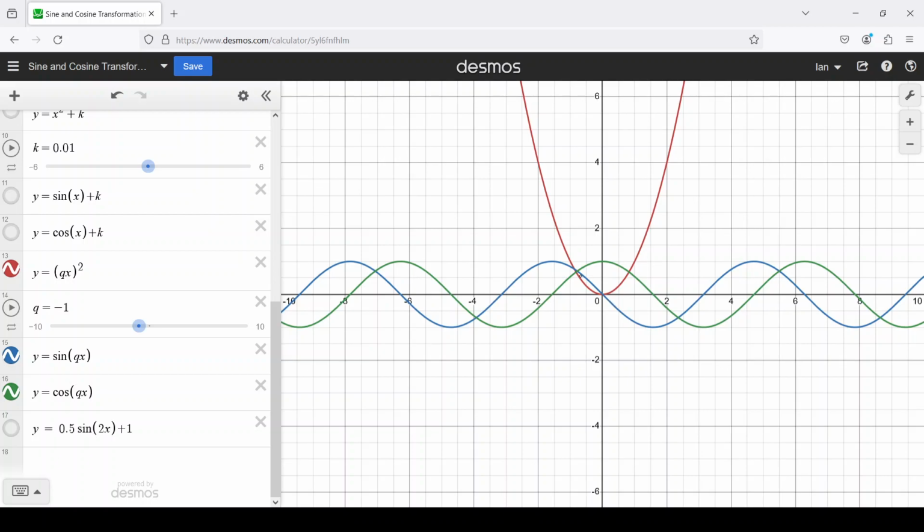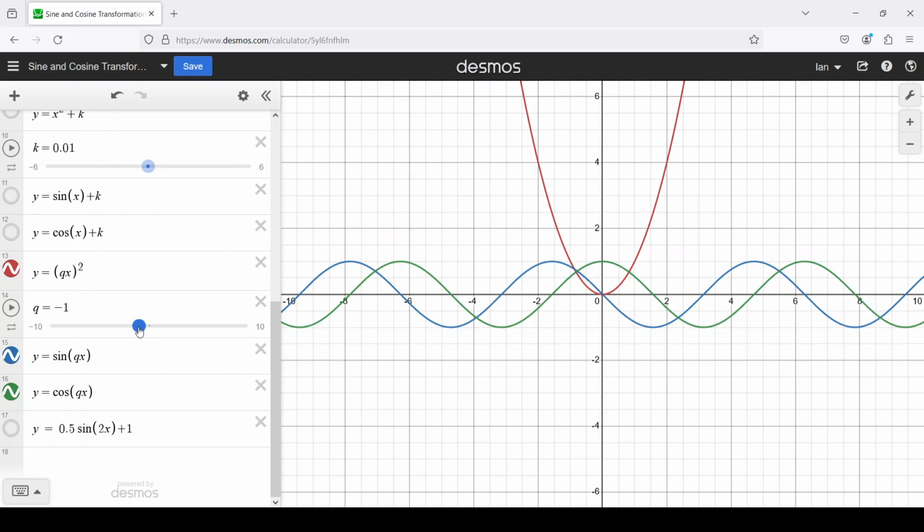Notice how the sine curve has reflected. If I find just a sine by itself, let's put up this one, you can see they're not the same. This blue one here is the original sine curve. The other blue one, the one that's showing now, is the original that's been reflected over the y-axis because of this -1 Q here.